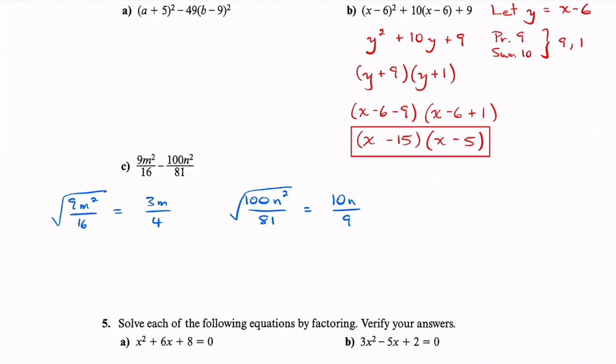So for our difference of squares, you just took the first one here, put that in brackets, and then you took the second one here and put that one in brackets, and then they were just separated by a plus and a minus. So I'm going to have 3m over 4 plus 10n over 9, and then I'm going to have the exact same thing, but there's going to be a minus now in between.